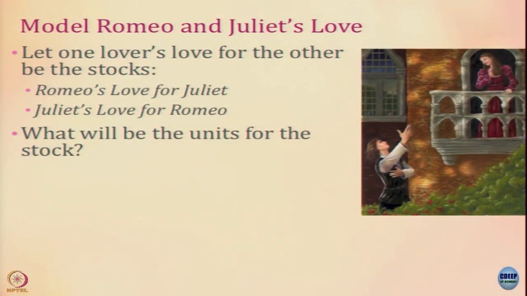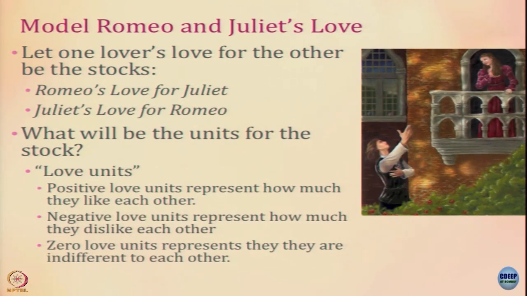Maybe it is the number of messages they exchange per day, or the number of times they think about each other a day, or anything like that. So the number of likes they put on Facebook on each other or something. Let us say it is measured as some love units, which is somewhat measurable, as we just saw. And let us make some simple assumptions: positive love units represent how much they like each other, negative love units represent how much they dislike each other, and if it is zero, they are indifferent to each other, right? Okay, so now we are getting somewhere. We have defined two stocks, and we have defined the units.